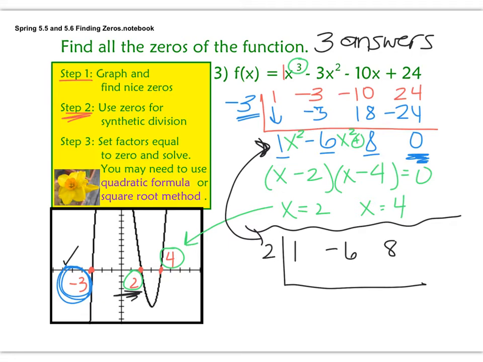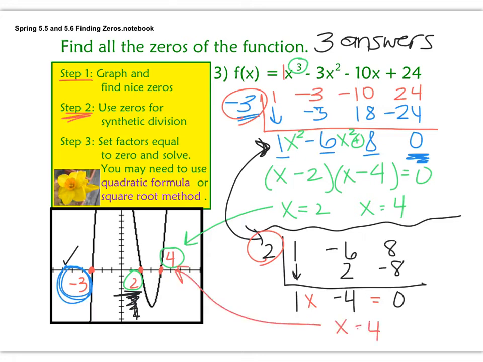Instead of stopping once you get to this x squared and then factoring, you could then keep going. So if I keep going and I use the next answer in line here, drop down the 1, multiply and get 2, add for negative 4, multiply gives me negative 8, and I get 0 at the end. So I'm good. So again, I could stop here. Since I've done synthetic once, twice, I'm now down to an x to the first. So I have x minus 4 equals 0. Solving, I get x equals 4, which is exactly that one.